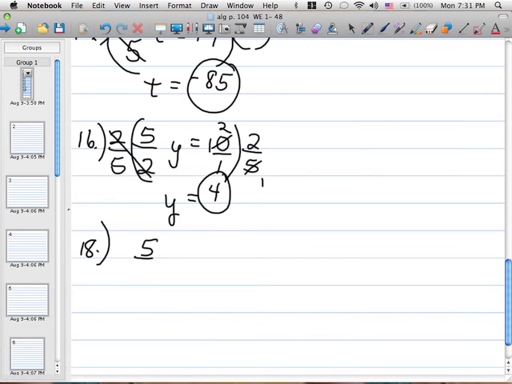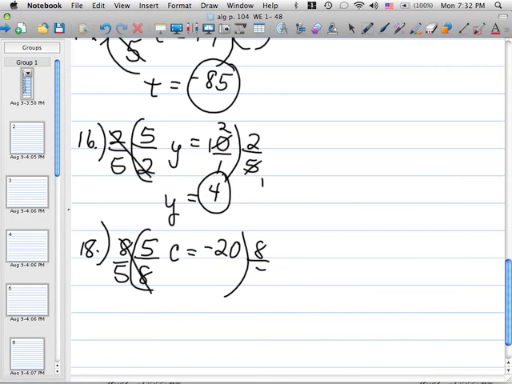We have 5/8 c equals -20. Solve for c, we're going to multiply by its reciprocal to get rid of 5/8, so 8/5 will cancel out, and we multiply the other side by 8/5. That leaves us c equals, 5 goes into 5 once and into 20 four times, -32.